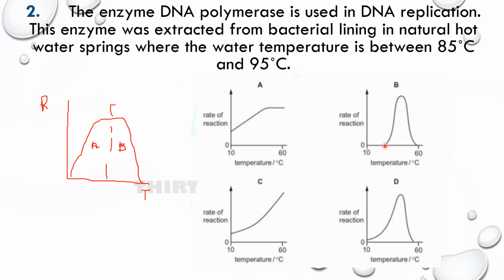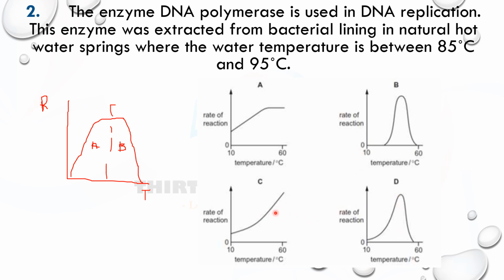Okay, look at B. B says that the optimum temperature of this enzyme is below 60. Why did they tell us that the temperature is 85 degrees Celsius to 95? Any bacteria that can survive here, the optimum temperature of the enzymes must fall within this range. Okay, so the same thing, this is wrong because the optimum temperature is below.